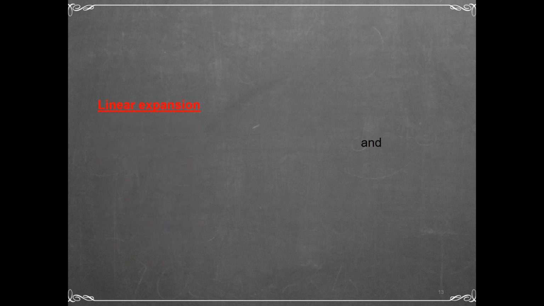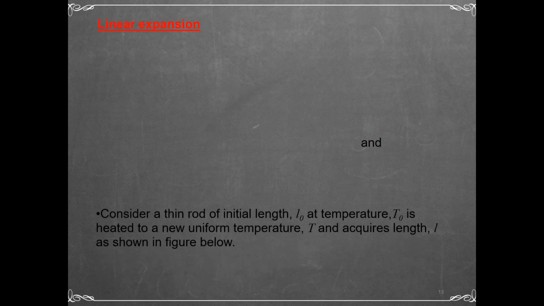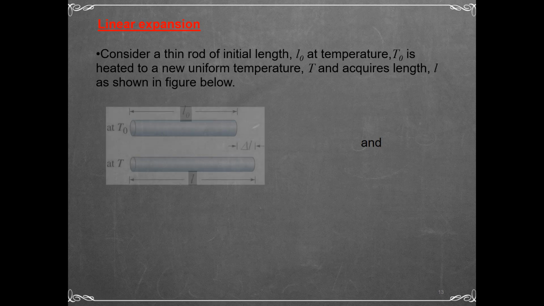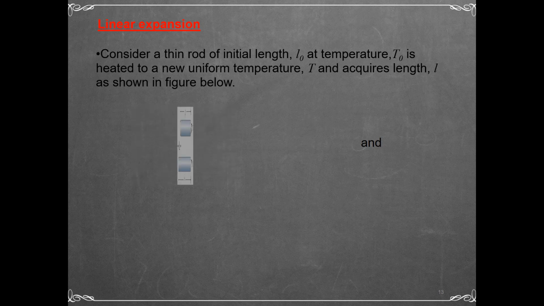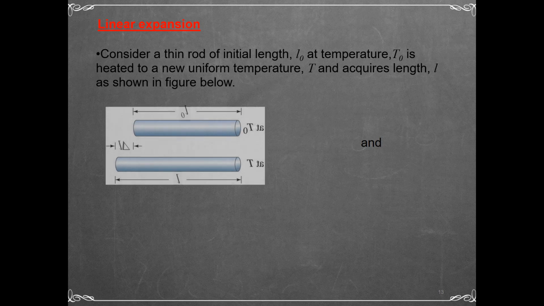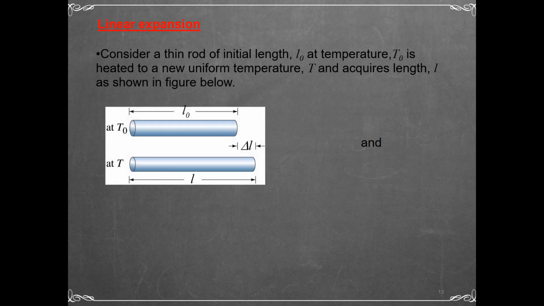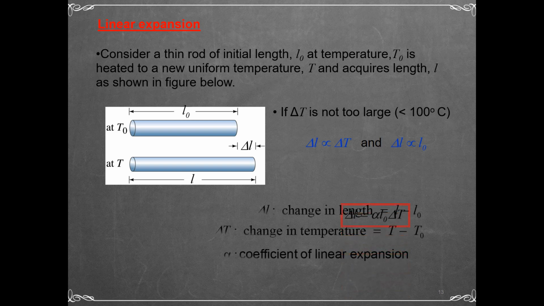Linear expansion. Consider we have initial length L0 at temperature T0, and then we apply heat to a uniform temperature T so that the rod will acquire length L as shown in the figure below. Thus, we have a change in length and we label it as delta L. Delta L is the change in length, which equals L minus L naught. If delta T is not too large, less than 100 degrees Celsius, then delta L is directly proportional to the change in temperature. So the equation for linear expansion is delta L equals alpha L naught delta T.